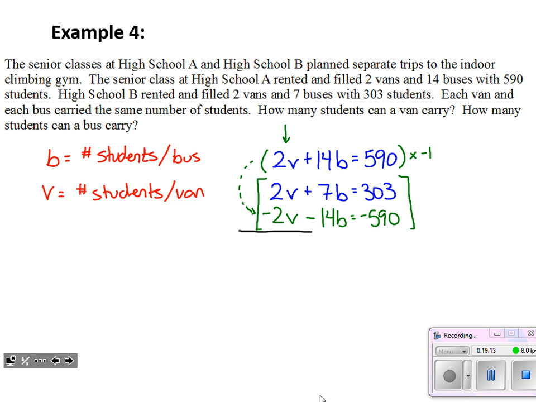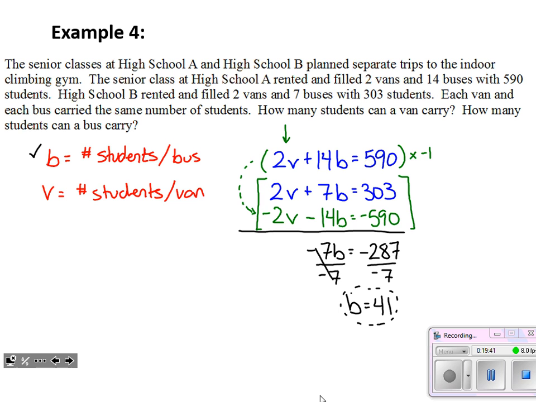All right, so if I set it up and eliminate, my v variable is completely wiped out. I find that -7b equals -287. And if I divide both sides by -7, I find that b equals 41. All right, and that's important. I'm going to hang on to that. I haven't finished answering the question yet. I now know this, but I don't know what v represents just yet.